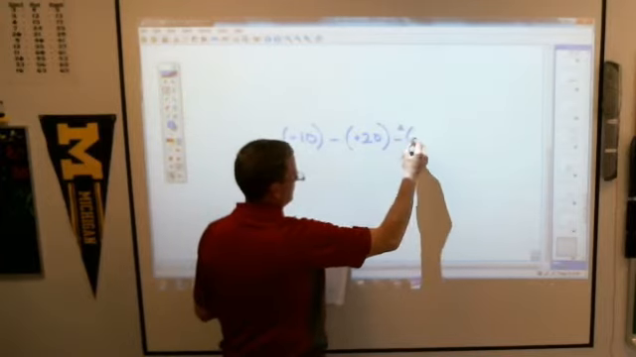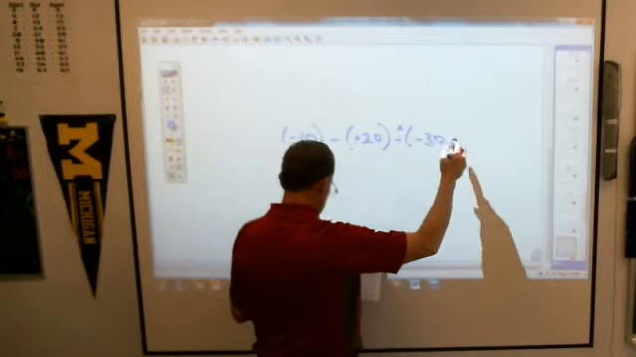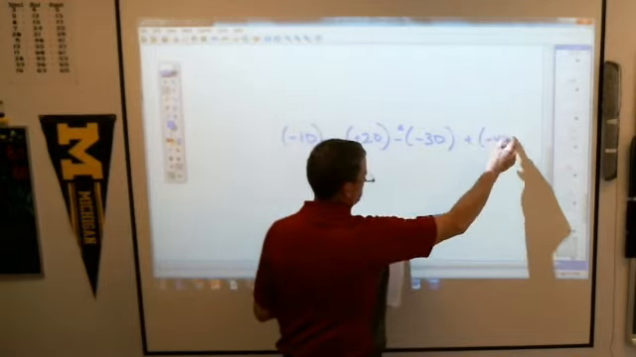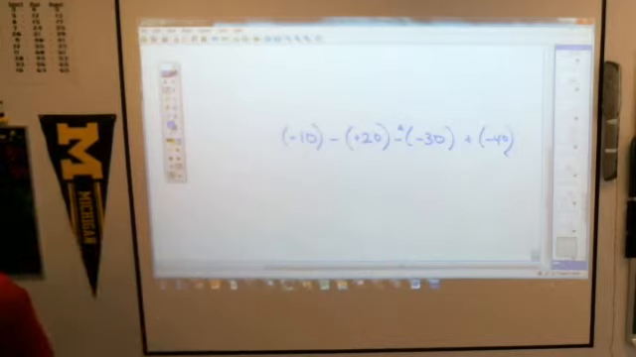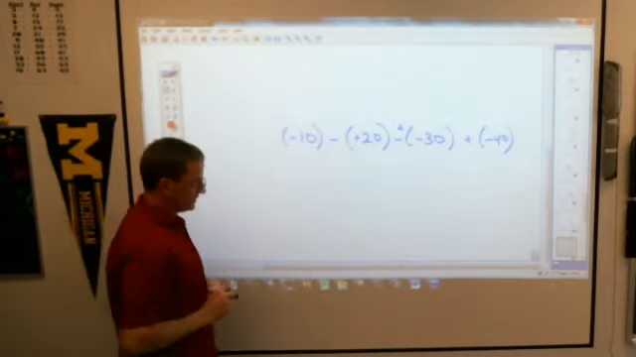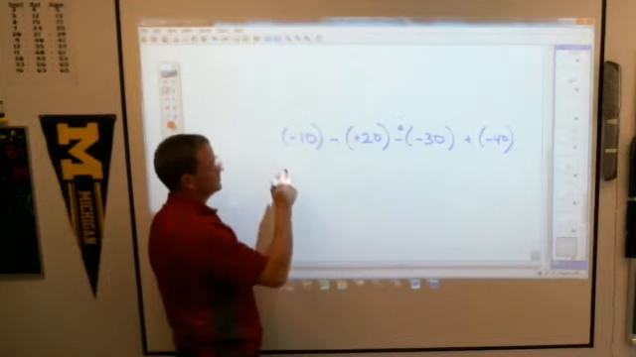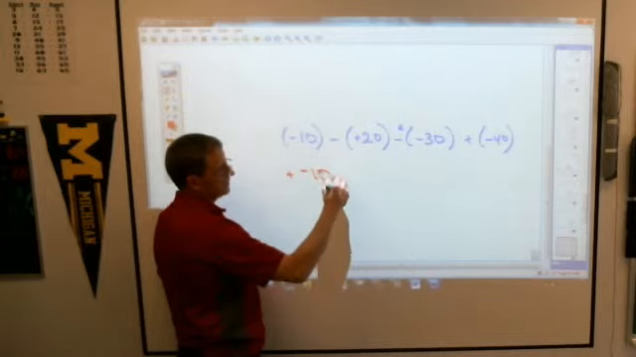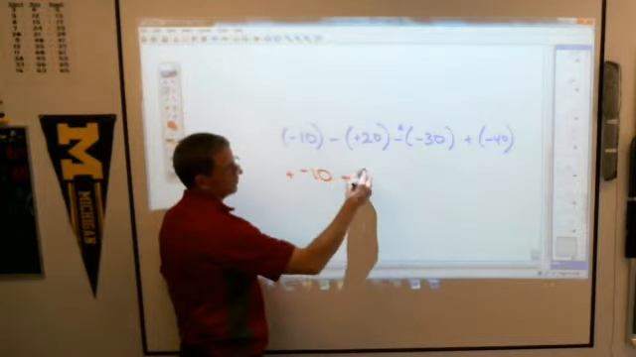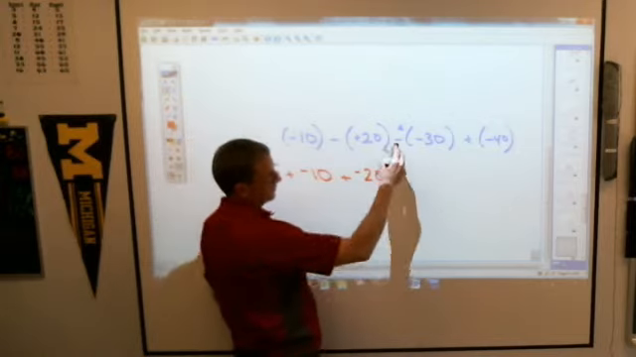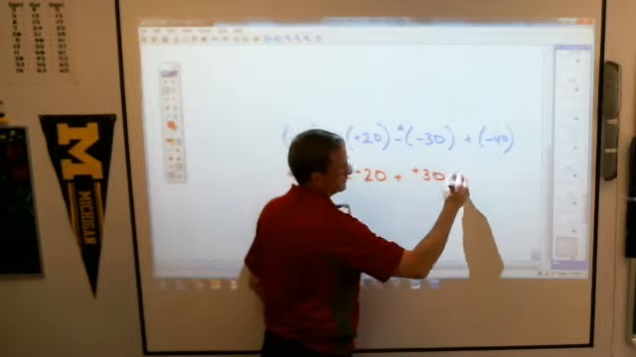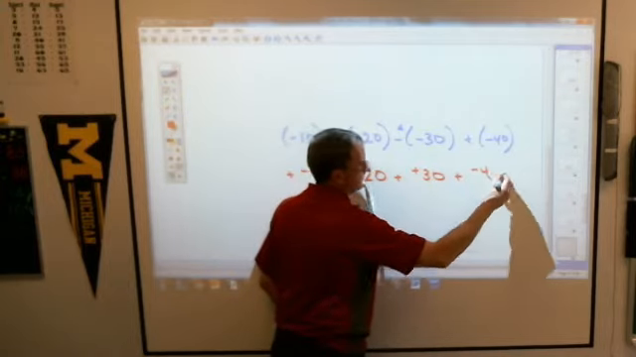Minus, sorry, a negative 30 plus a negative 40. I think you'll be able to see this here. Again, I like to get rid of the parentheses and change all the subtraction to addition. So this is plus a negative 10. What's this one going to become? Plus a minus 20. This one's going to be plus a positive 30. And this one is plus a minus 40.